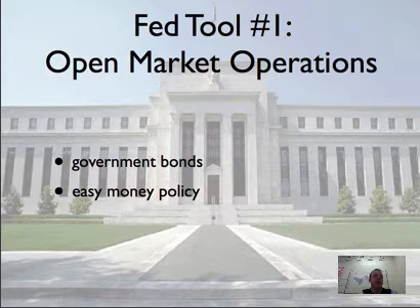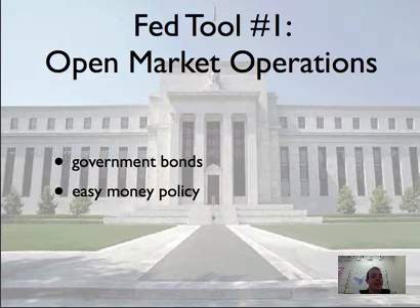The first tool that the Federal Reserve uses to control monetary policy is called open market operations. And this is all about buying and selling government bonds. Open market operations is a fancy way of saying buying and selling government bonds. First, the Federal Open Market Committee decides whether to use an easy or tight money policy.